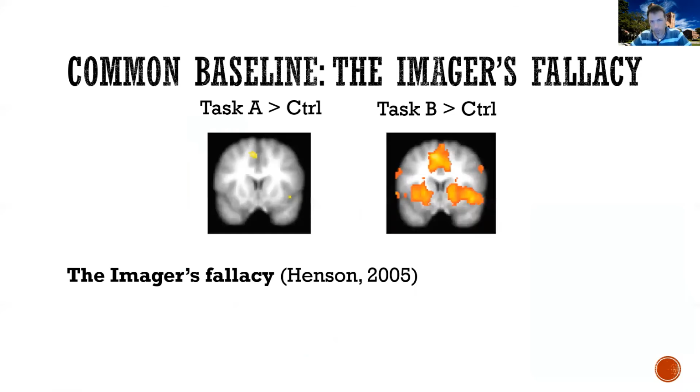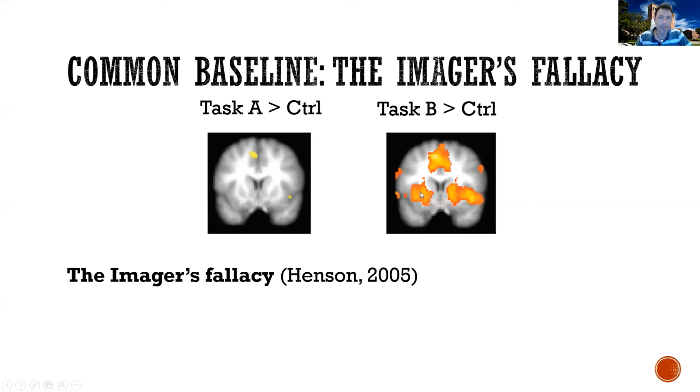Now, a second important problem that applies to this common baseline design is also known as the imager's fallacy. And it goes as something like this. Maybe you have task A and control task, and then task B and the same control task. And maybe this is what you get. Task A, really you see activations compared to control here, and maybe a little bit here, and that's just about it.